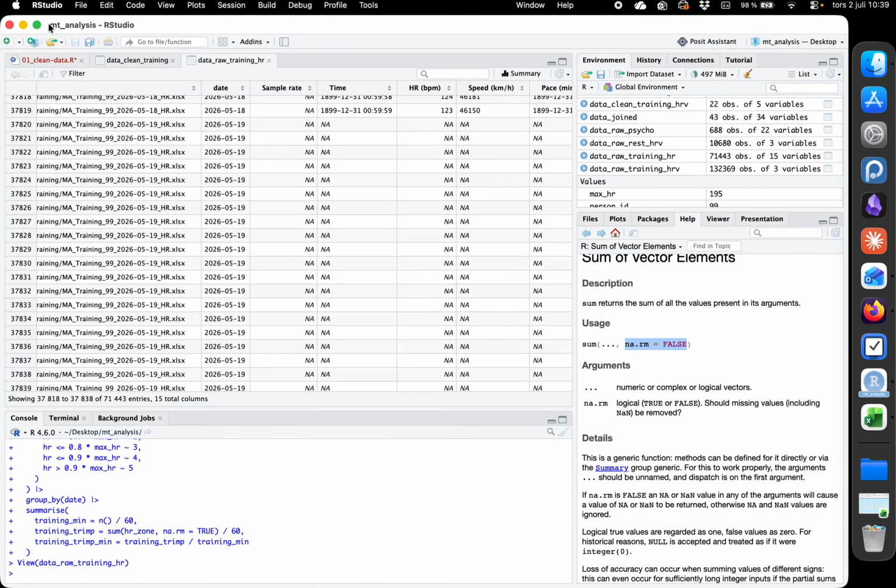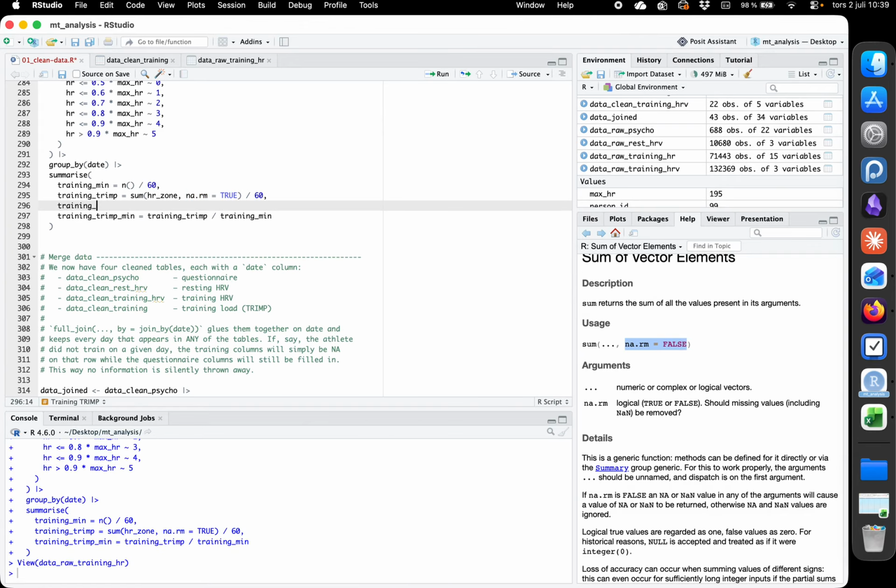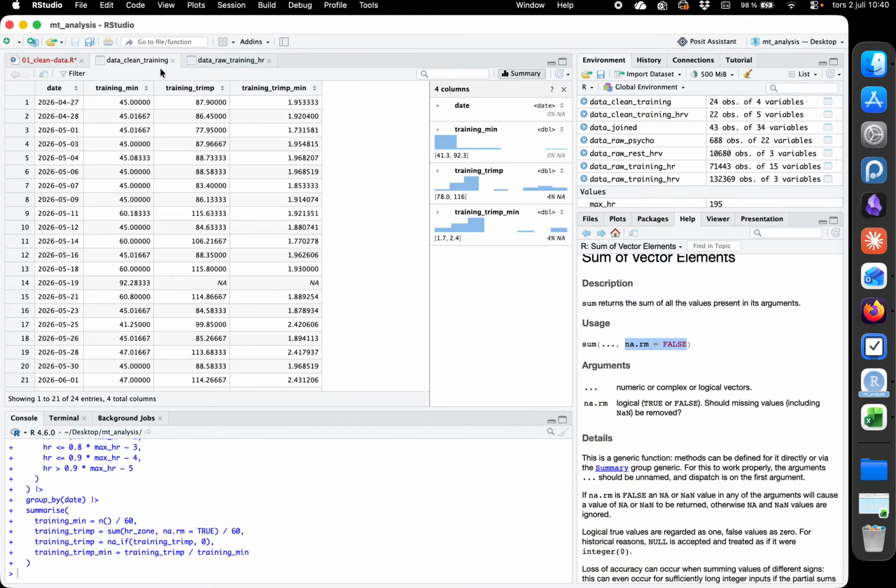The other thing we could do, if you have more where maybe the heart rate monitor didn't work, is to include here that after we calculate this, we want training trim to say NA if the training trim is equal to 0. So if it sums it all up to 0, we want it to be missing instead, because it shouldn't really be 0. That should be almost impossible in training. So here we have it at 0.